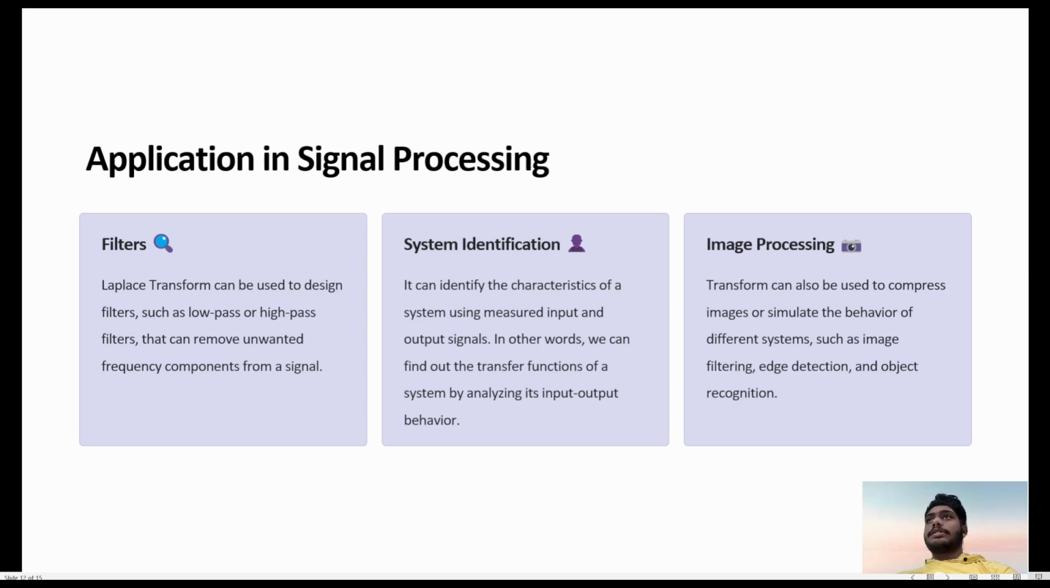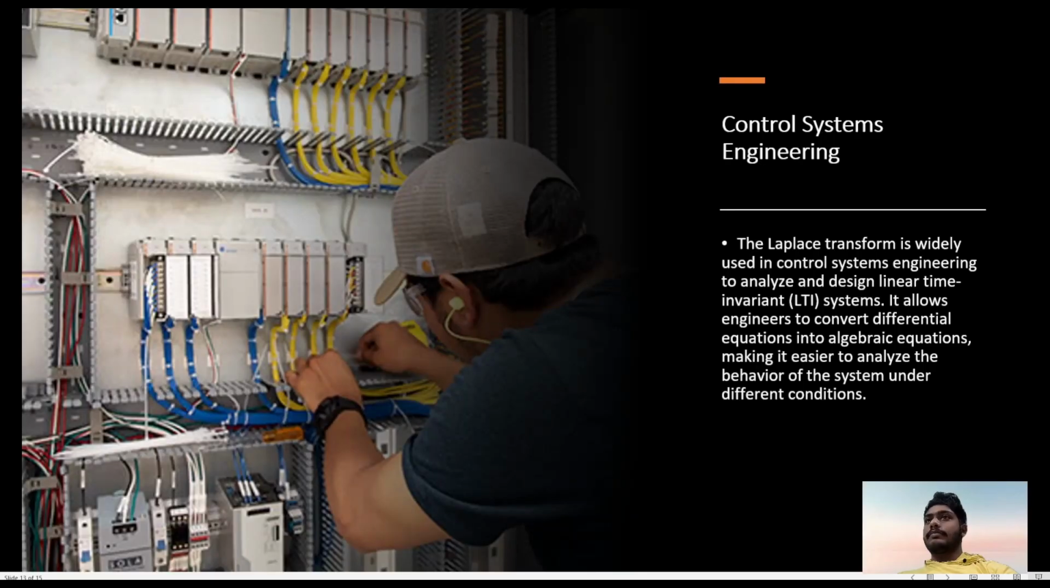Image processing. This is used in modern day applications such as image enhancement, shadow removal, brightness increase, contrast increase, and optimal photo quality. The transform can also be used to compress images or simulate the behavior of different systems such as image filtering, edge detection, and object recognition. It can also be used in photo modes such as portrait images, portrait videos, etc.